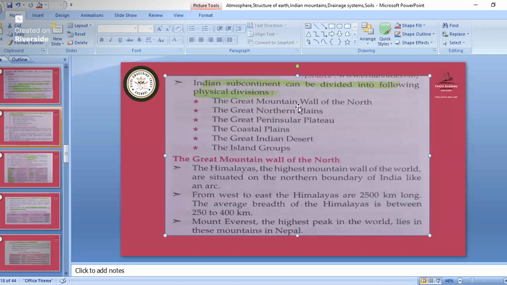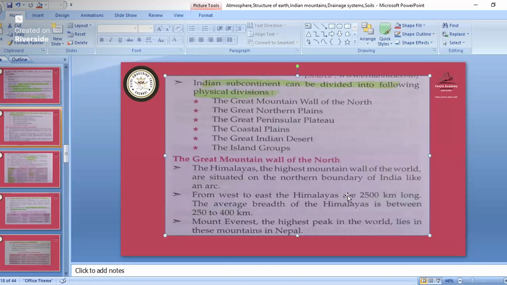The Indian subcontinent is divided into these physical divisions: the Great Mountain Wall of the North, the Great Northern Plains, the Great Peninsular Plateau, the coastal plains, the Great Indian Desert, and the island groups. The Great Mountain Wall of the North is the Himalaya. From west to east it extends up to 2,500 kilometers long, and the breadth of the Himalaya is between 250 to 400 kilometers.